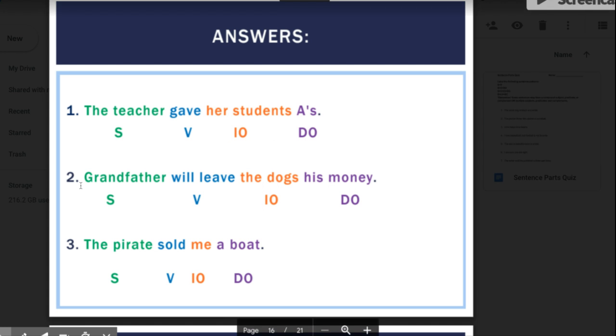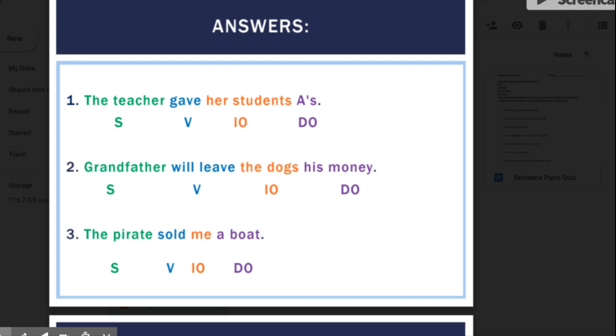All right, next. Grandfather is my subject. Will leave is my verb. The grandfather will leave what? What is he leaving? His money. It's my direct object. Who did he leave it to? The dogs. It's an unfortunate thing to leave your money to.